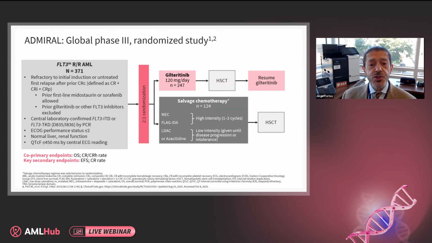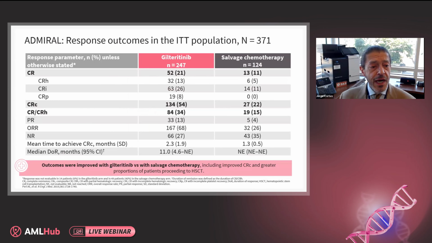The next slide shows that the response rate, again, was better for gilteritinib, about twice as high when you include the CRs, the composite complete remissions, or when you include the overall response rate that includes also the partial remission. So this study also confirmed the superiority of a FLT3 inhibitor, in this case gilteritinib, versus salvage chemotherapy.